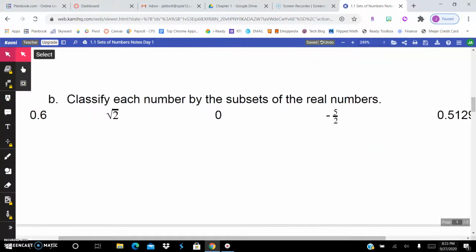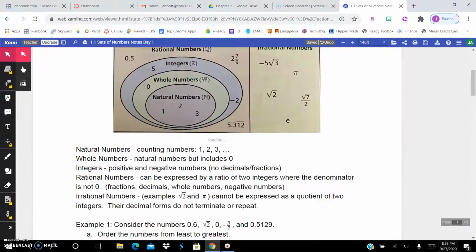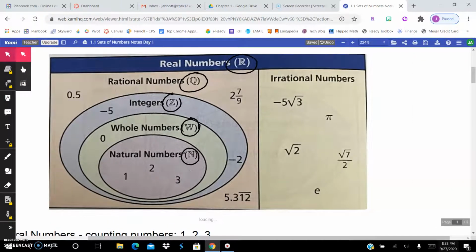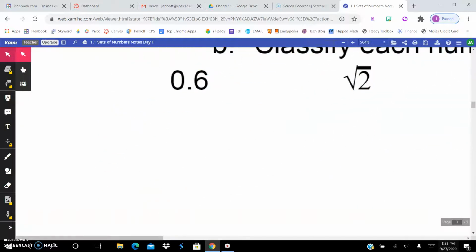Then we have to classify each one of these numbers. So the first one we're going to start with is the 0.6 or 6/10. And if I go back up to my chart here, where do I see decimals? I see decimals in the rational number category. And rational numbers is part of real numbers. So I have to write both of them, rational and real.